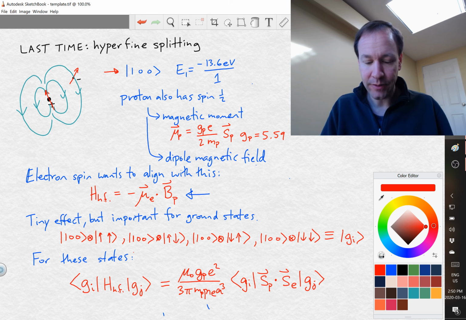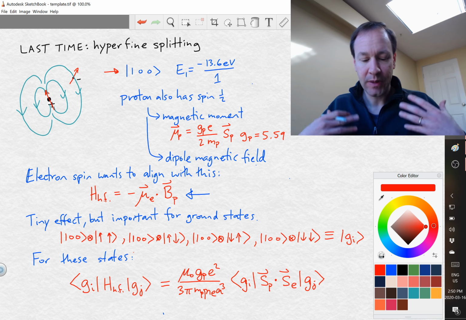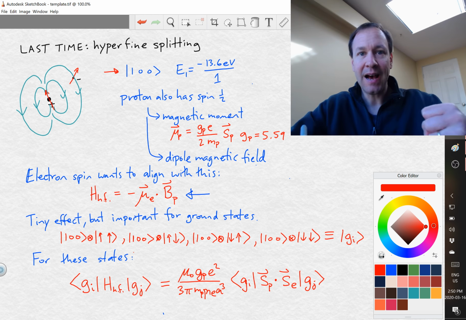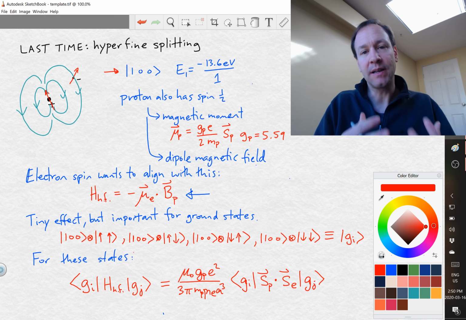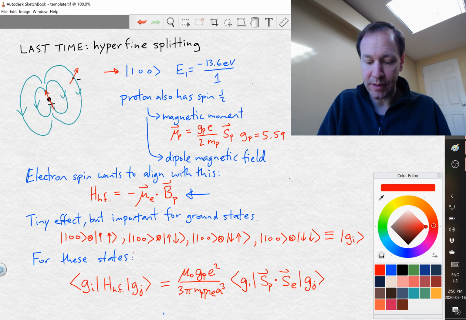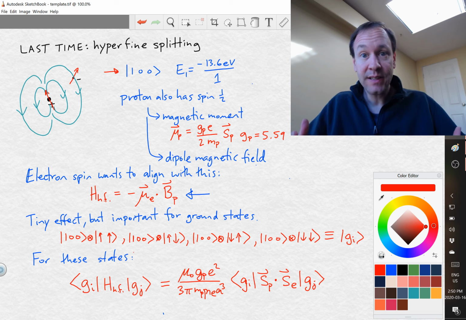Okay, and so this sets up our worksheet. Basically what we want to do is think about this quantum system where you have 2 spin half parts, and we have a perturbation, which is some constant times the spin operator of the electron times the spin operator of the proton, and figure out what the energies are to first order in perturbation theory, and what the corresponding eigenstates are. Okay, and so we'll talk about that in the next video.